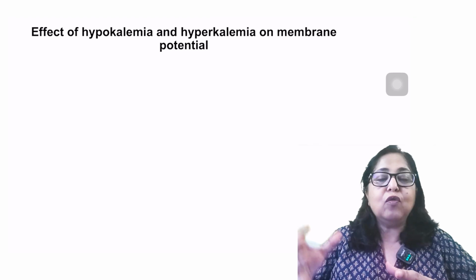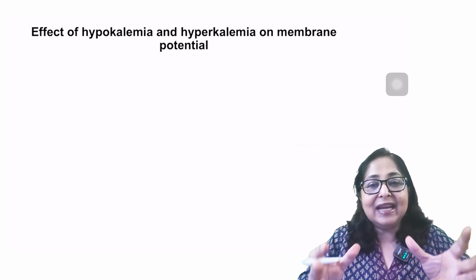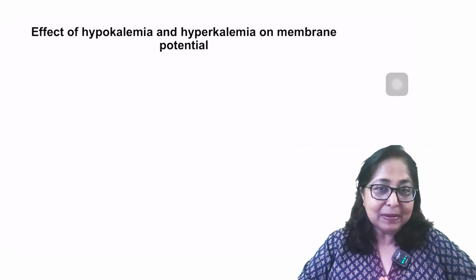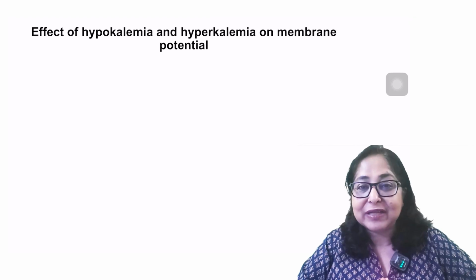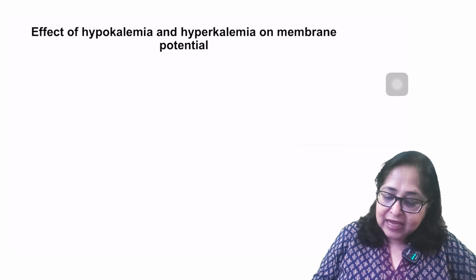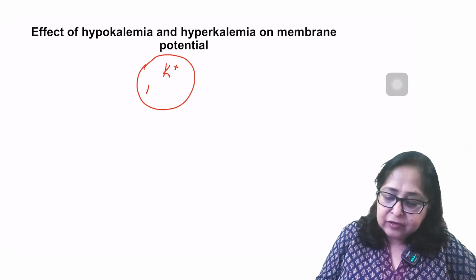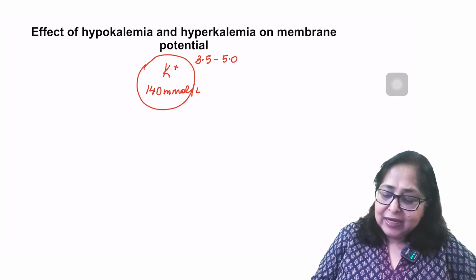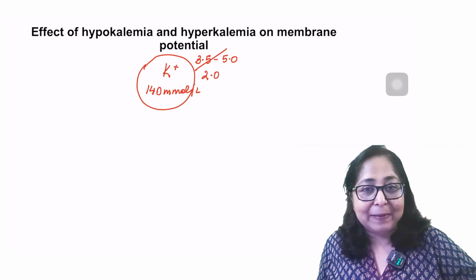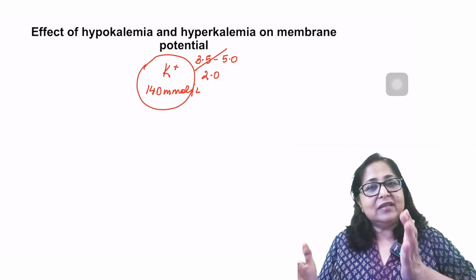So potassium tends to go from inside to out, creating a negative potential inside the cell. That is the main reason for the negative resting membrane potential. Now, what happens if there is a hypokalemia? Potassium inside the cell is approximately 140 millimoles per liter, and outside the cell is 3.5 to 5. So let's say the outside potassium reduces to 2. Severe hypokalemia.